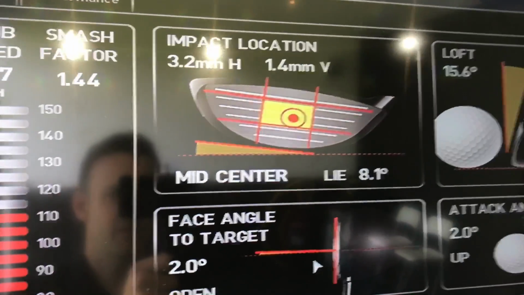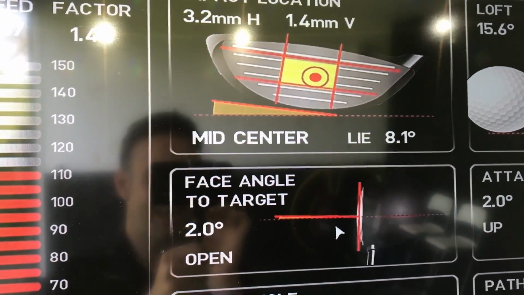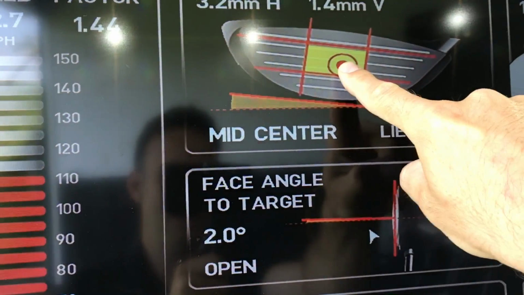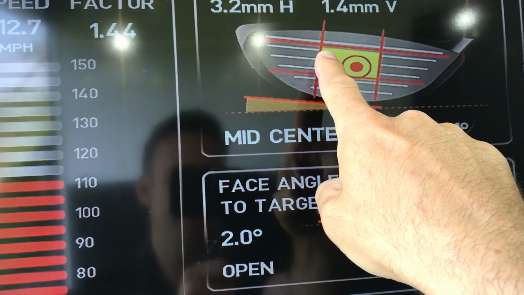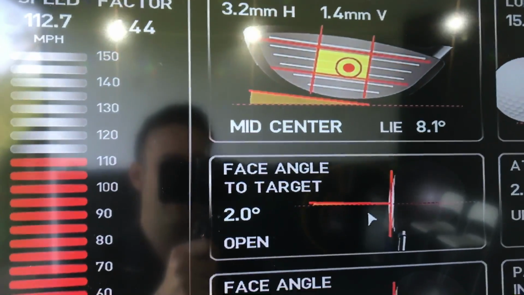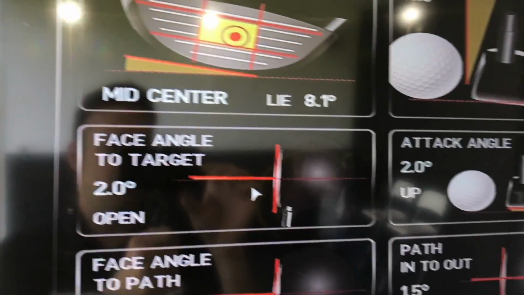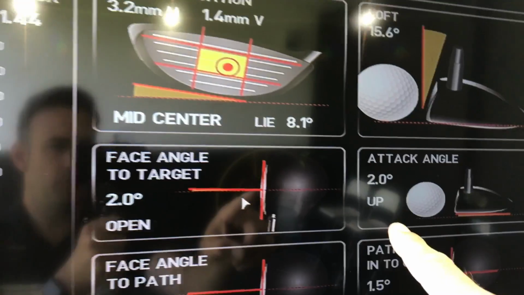There we go. So again, it's a middle strike. It's pretty much middle. I'd probably prefer that to be in that top left-hand corner, that middle box. That would be ideal because that'll just launch it a fraction higher and then just drop a little bit more spin off it. But again, 2 degrees on the up.